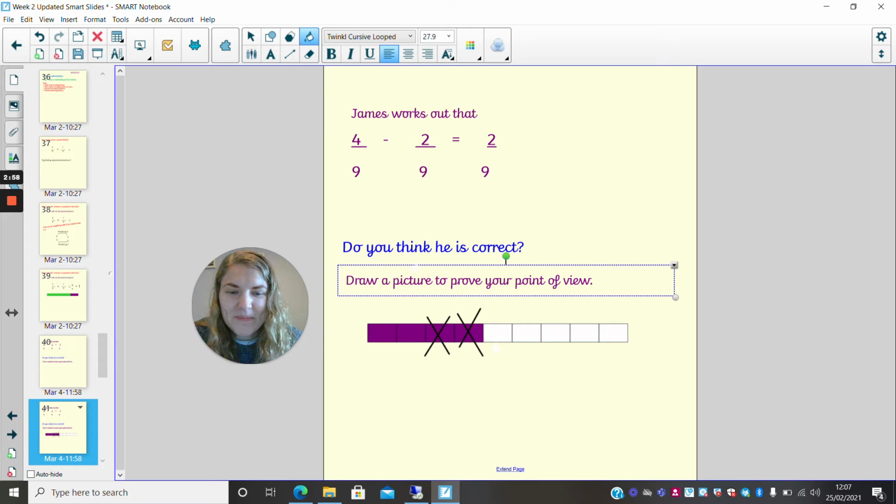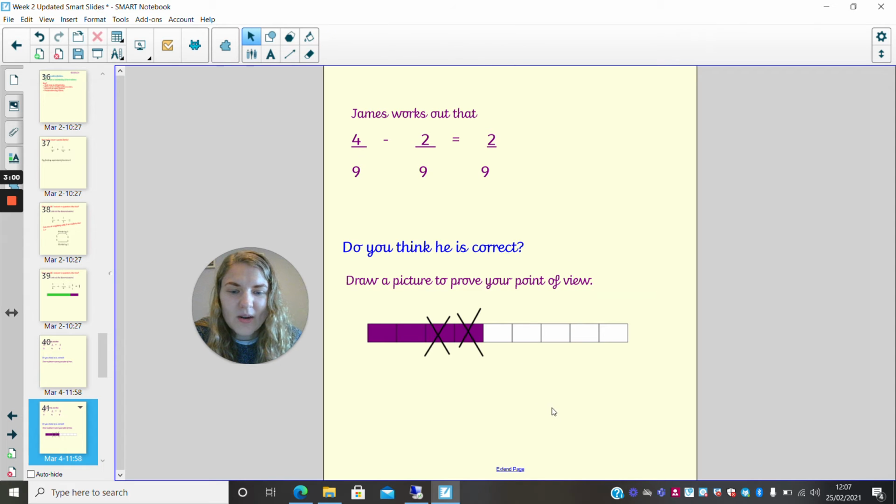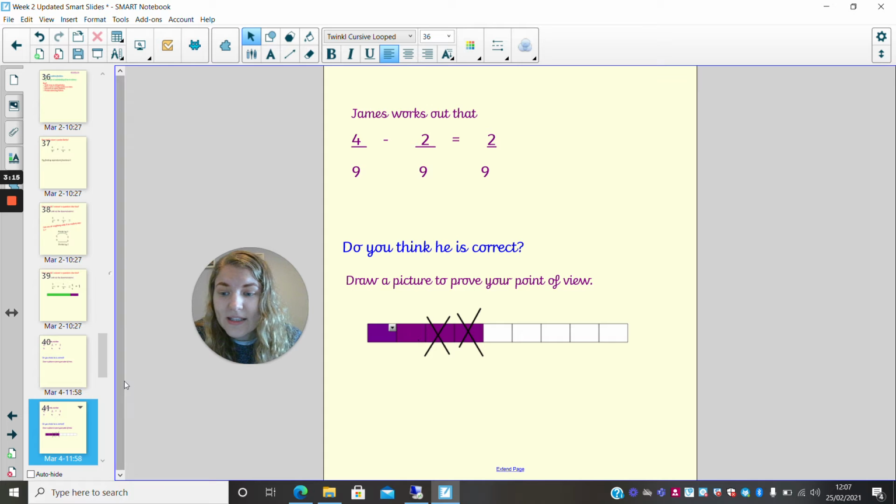Okay, welcome back. So I've been super organised and already done one. So here's my bar model. So I've got it split into 9ths, and I had 4, so I coloured in 4, and I crossed out 2. So, do we think James is right? I think he is right. He has got 2/9 left, hasn't he?